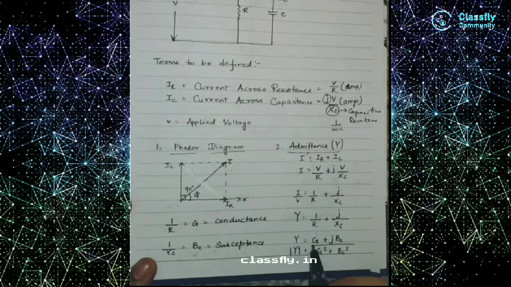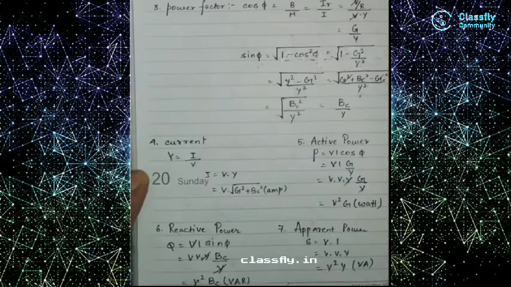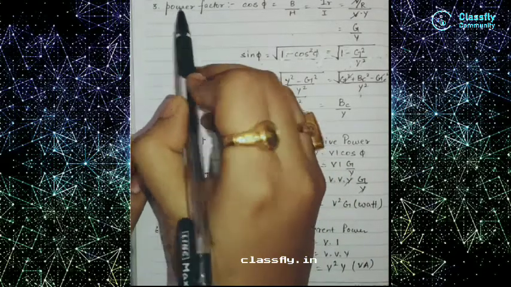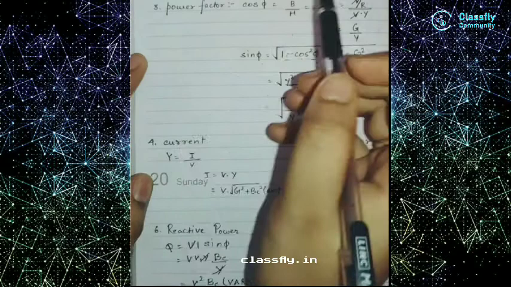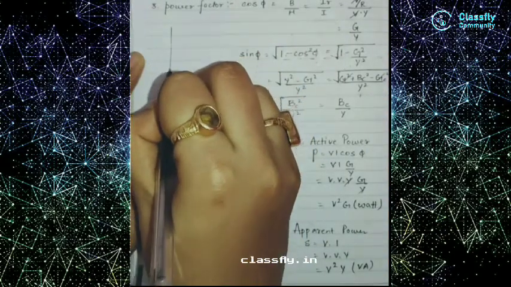So it gives us Y equal to G plus jBC, and when we take the magnitude, we get the square root of G square plus BC square. So this was our second parameter, the admittance. Let's move on to the third parameter. Our third parameter is the power factor, and we know that power factor is denoted by cos phi. So let's make the phasor diagram.